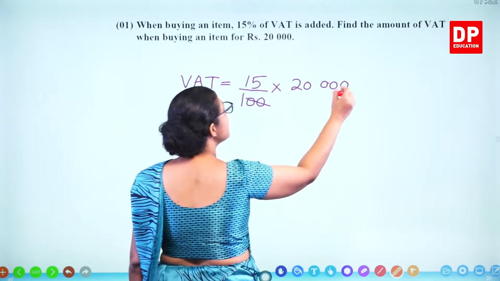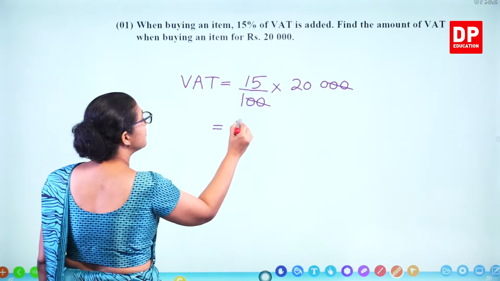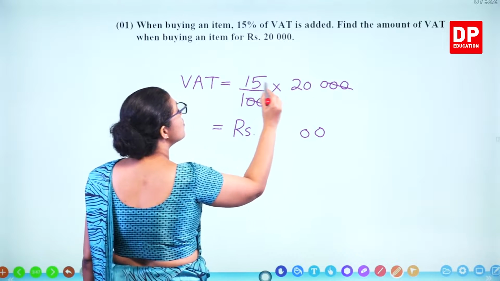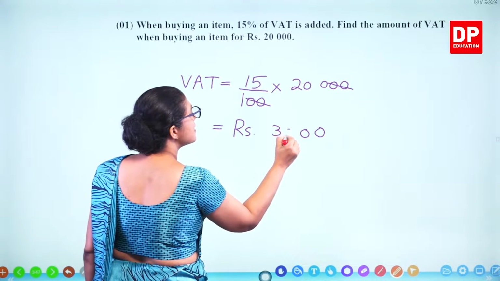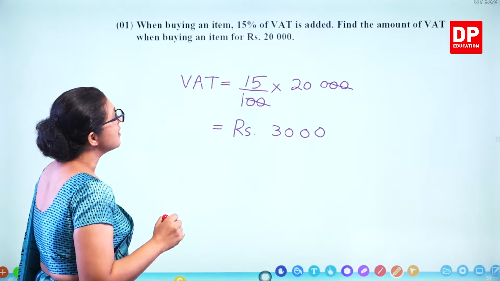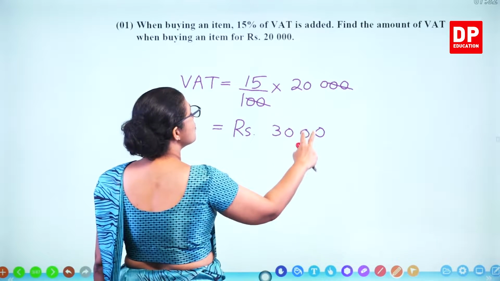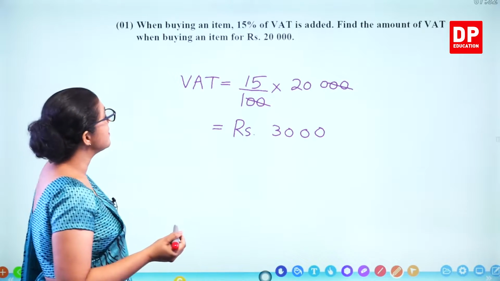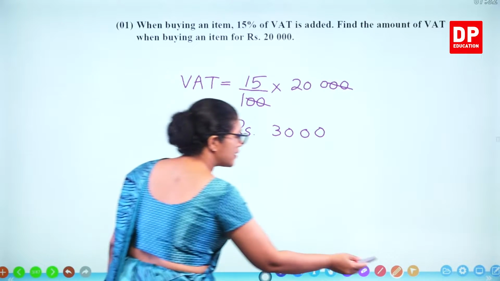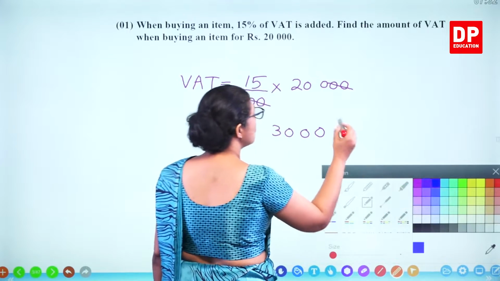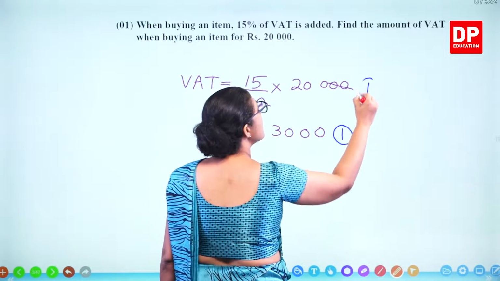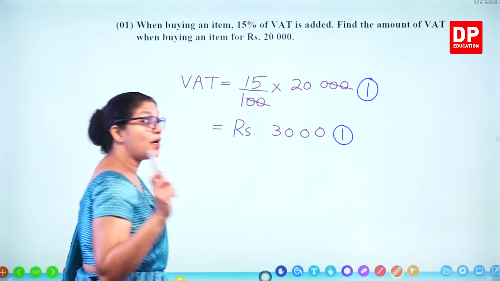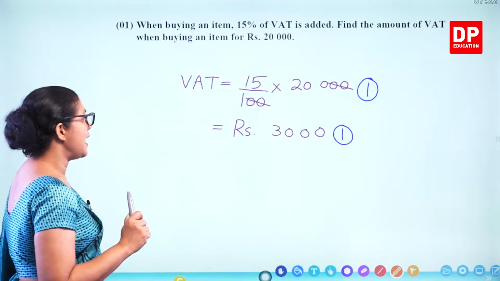2 zeros get cancelled out and you are getting 2 zeros here. 2 times 15, that's 30. So 3,000 rupees is the amount of VAT to pay. So this is 1 mark for the answer and 1 mark for the method. Each question is worth 2 marks in part A.